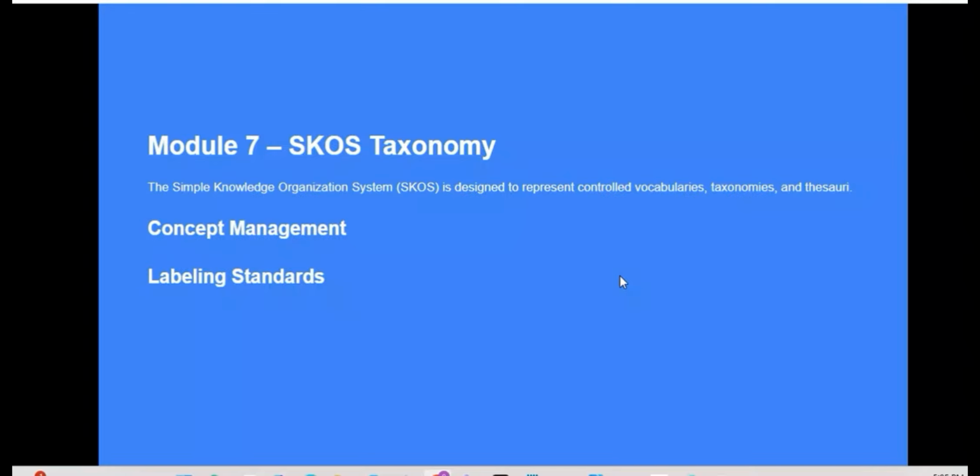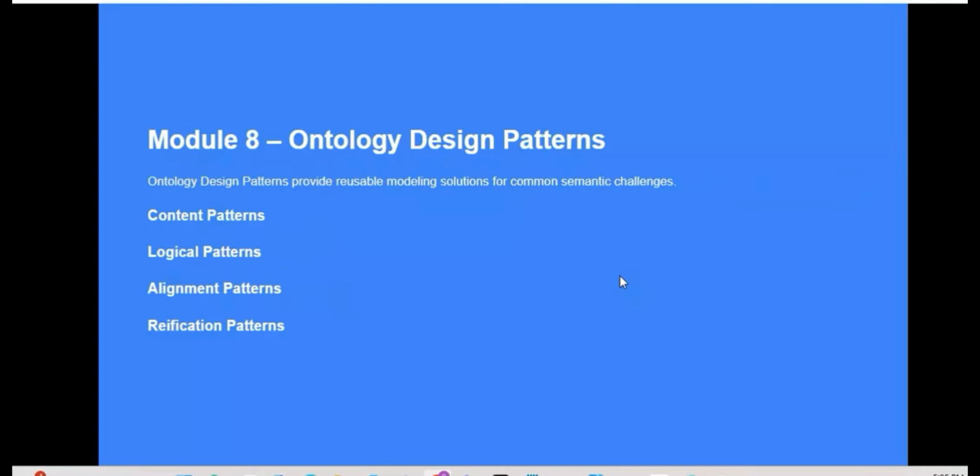Next is the very important part, that is the ontology design patterns, and it provides reusable modeling solutions for common semantic challenges. Few design patterns include the content patterns, and that addresses domain-specific representation needs. Examples like modeling time, events and locations. Logical patterns improve reasoning effectiveness, representing n-ary, ternary, like 3, n-ary relationships.